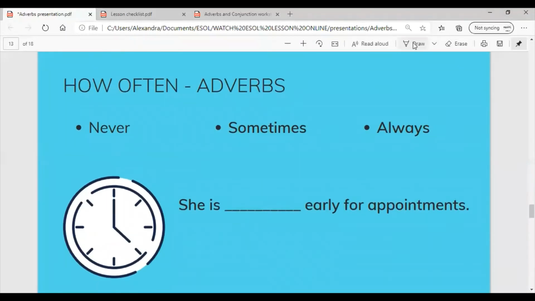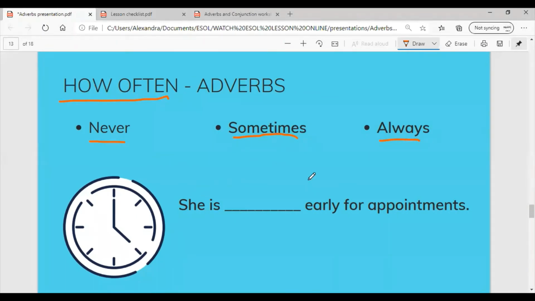Now you also get different types of adverbs. You get how often adverbs. Now these how often adverbs tell us how often you will do something or how often the action, the verb in the sentence takes place. So it could be never, it could be sometimes, or it could be always. These how often adverbs tell you when things take place, and you can slot them into different sentences.